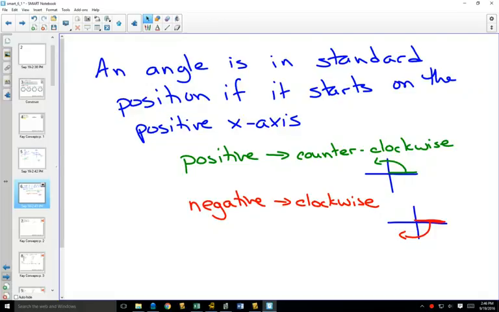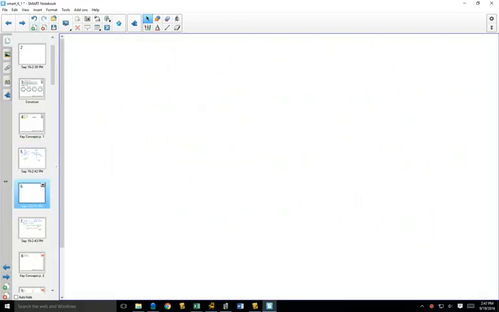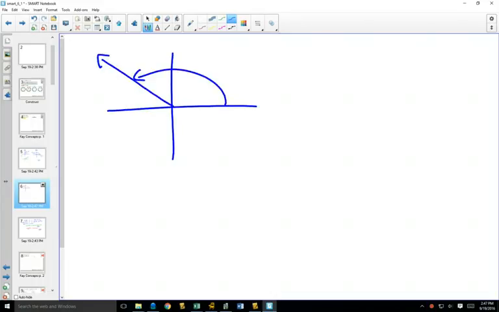Our next thing that we're going to look at is reference angles. So if I took an angle of 150 degrees, what would the reference angle be? 30 degrees. This angle right here would be 30 degrees, and that would be the reference angle. How did you find out that that was 30? So you have 180, you could subtract the 150 and find that that's 30 degrees.